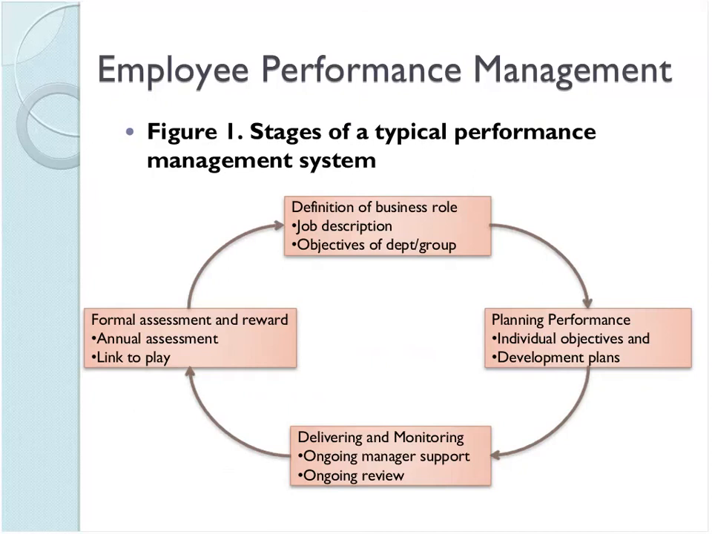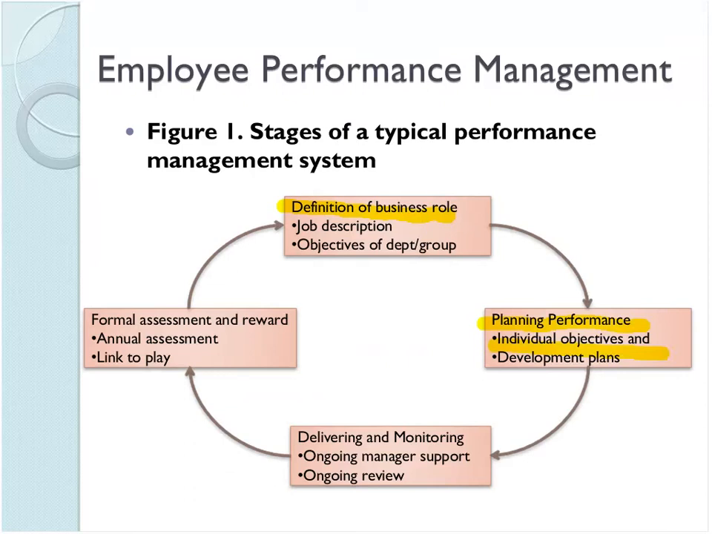Here in figure 1, we can see some stages of a typical performance management system, how the performance system actually works in organizations. First, we define the business role. We describe the job itself and the objectives of the department, of the special team or group in the organization. Next, we plan the performance, the individual objectives as well as the development plans.